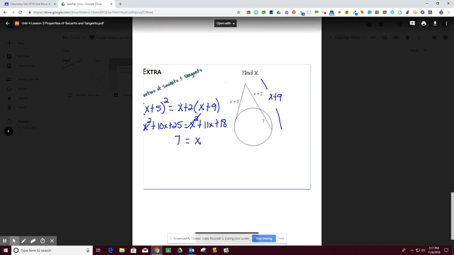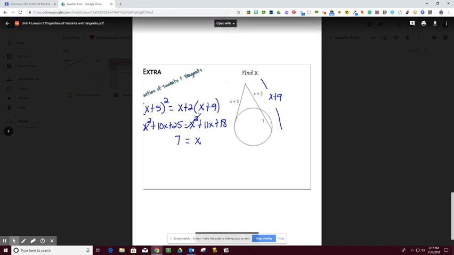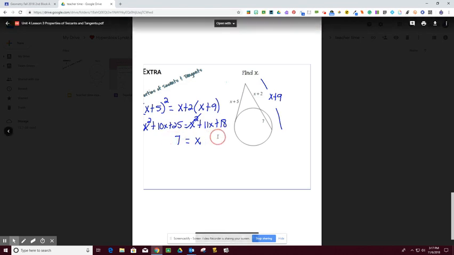When I do that, I can use the FOIL method. I can use the box method, however you want to FOIL them. x squared plus 11x plus 18. Again, my x squares cancel out. I get my like terms together, and x equals 7.